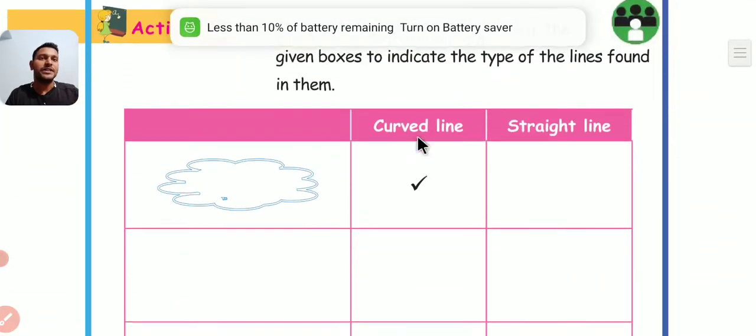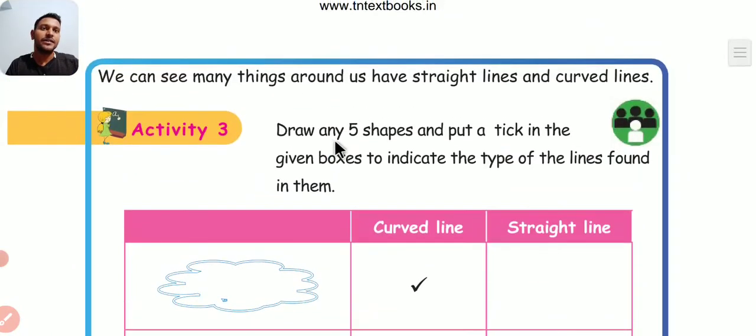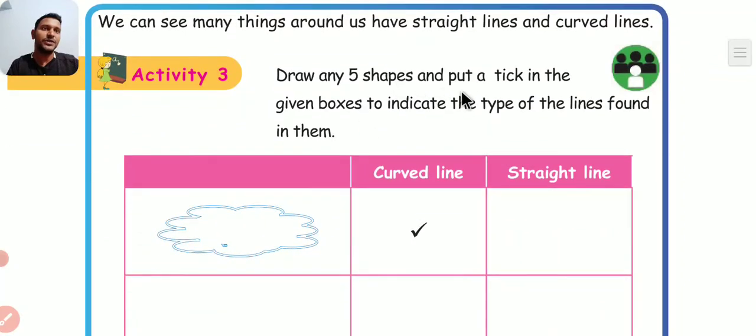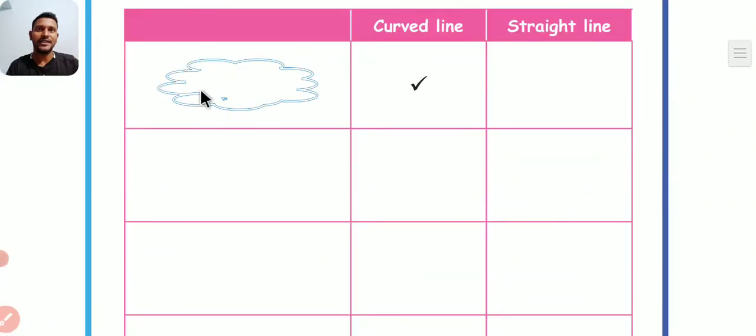Activity 3, draw any 5 shapes and put a tick in the given boxes to indicate the types of the lines found in them. In this column we have to draw some shape like this, and this column is curved line, this column straight line. Here we have to tick which line the shape is made by. Here they are using curved line, and by using curved line they are making one shape, therefore they ticked here, curved line.